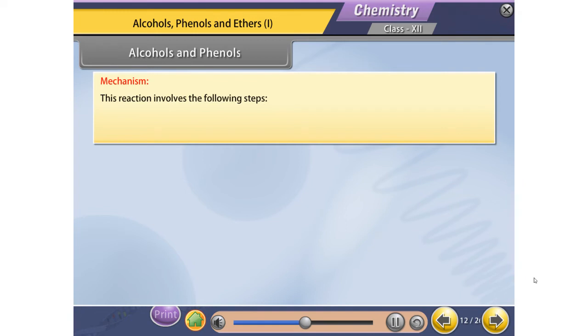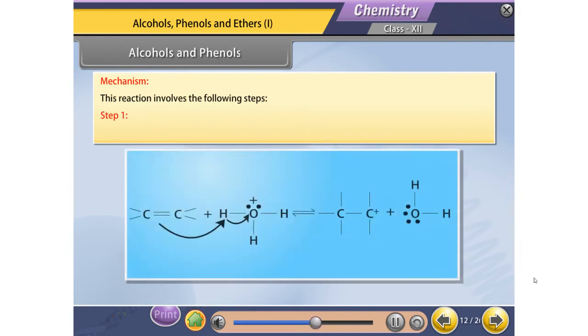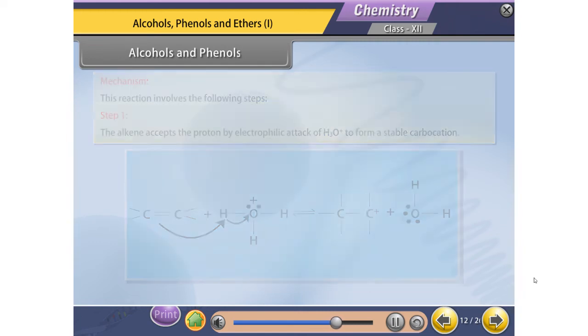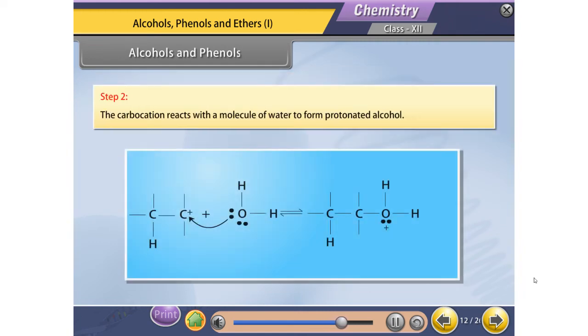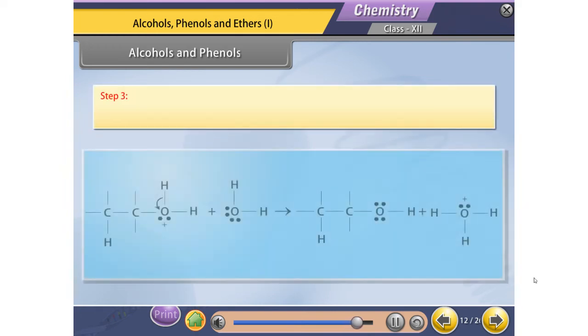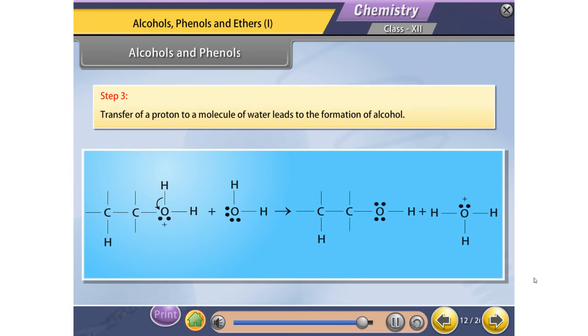Mechanism. This reaction involves the following steps. Step 1: The alkene accepts the proton by electrophilic attack of hydronium ion to form a stable carbocation. Step 2: The carbocation reacts with a molecule of water to form protonated alcohol. Step 3: Transfer of a proton to a molecule of water leads to the formation of alcohol.